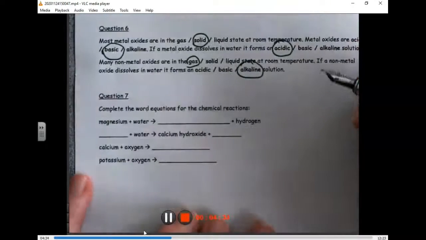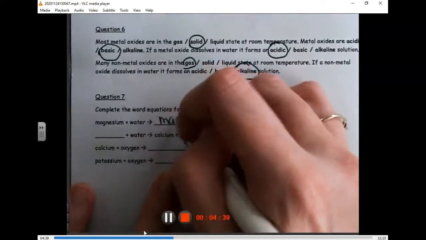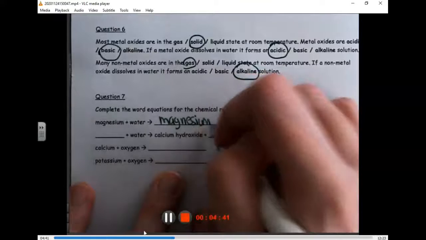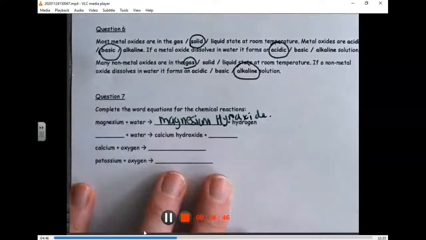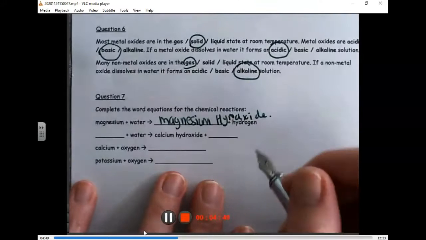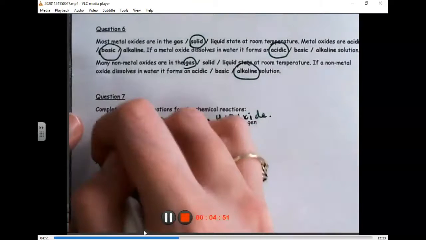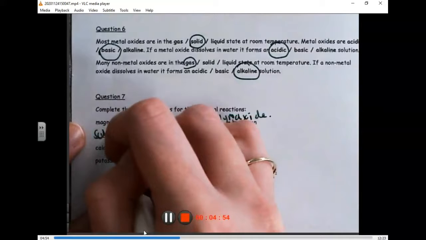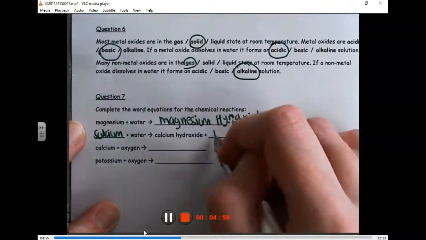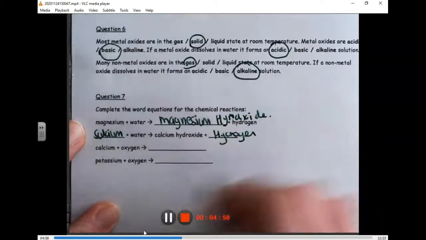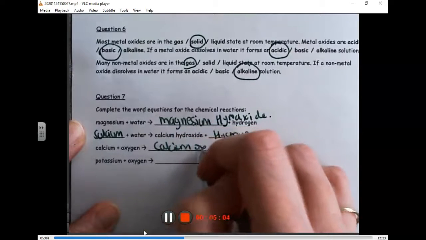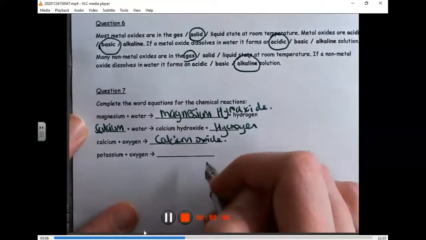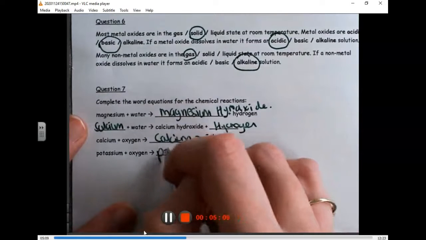Question 7. Complete the word equations of the chemical reaction. So magnesium plus water makes magnesium hydroxide plus water. Something plus water makes calcium hydroxide. It's going to be calcium. And it will make hydrogen. Calcium plus oxygen makes calcium oxide. Potassium plus oxygen makes potassium oxide.